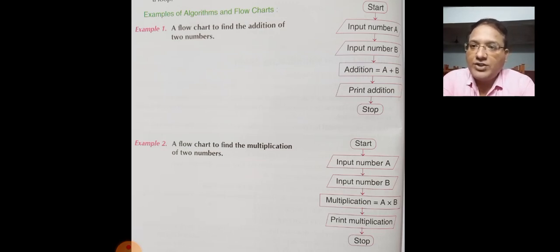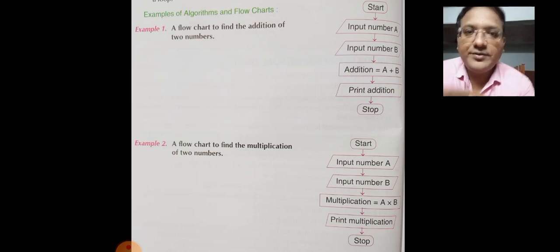Now next, a flowchart to find the multiplication of two numbers. So what is the formula of multiplication? So multiplication equal to A into B. So start, input number A, input number B. Multiplication equal to A into B. Print multiplication and then stop. Got it?